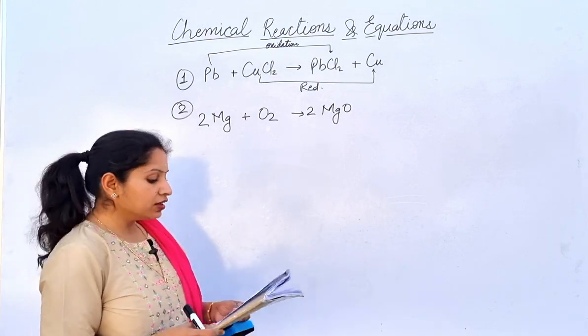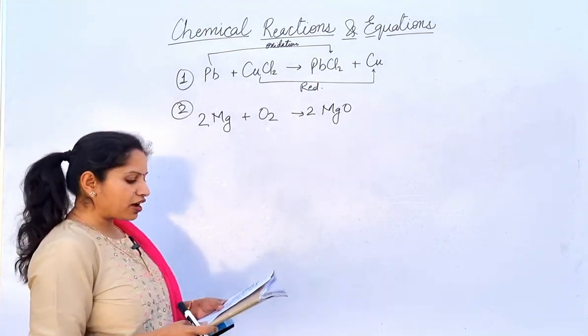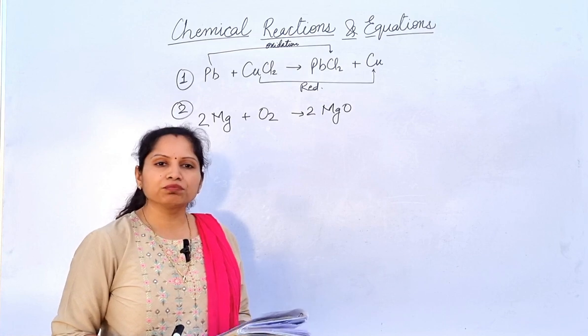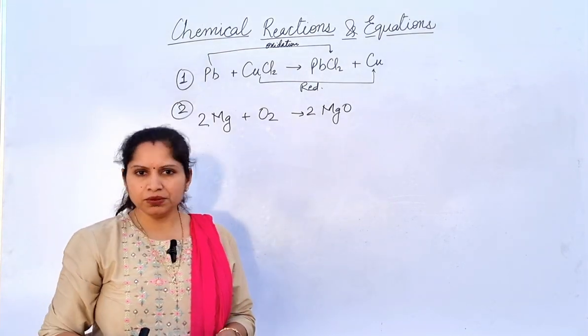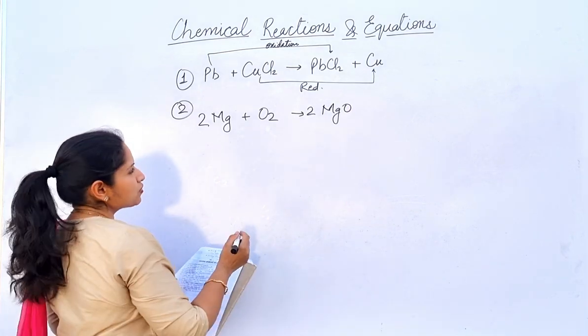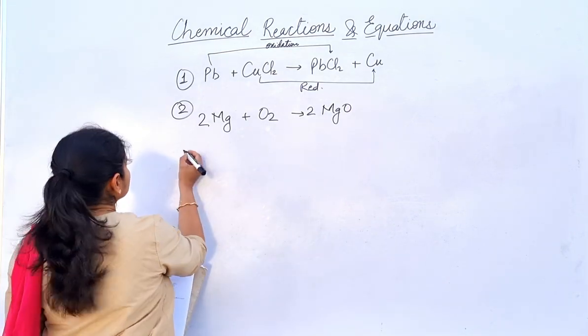So this is the reaction. Now which type of reaction is this? This is an example of a combination reaction, where two reactants combine together to form a single product. Okay, this one is also a redox reaction.